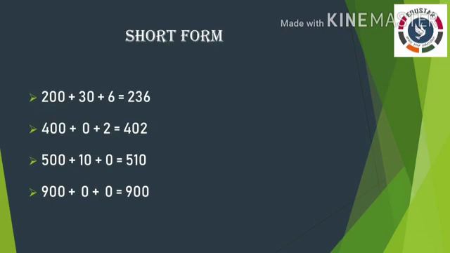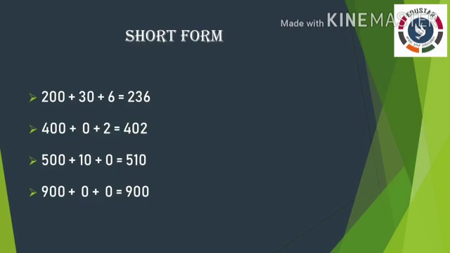Shall we go to the next sum? What is your question? 500 plus 10 plus 0, isn't it? What will we do? We will remove zeros, isn't it? So what is your answer? 510. In hundreds place, we have to remove 2 zeros.